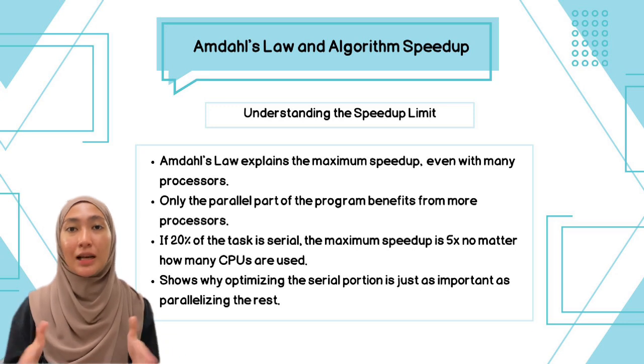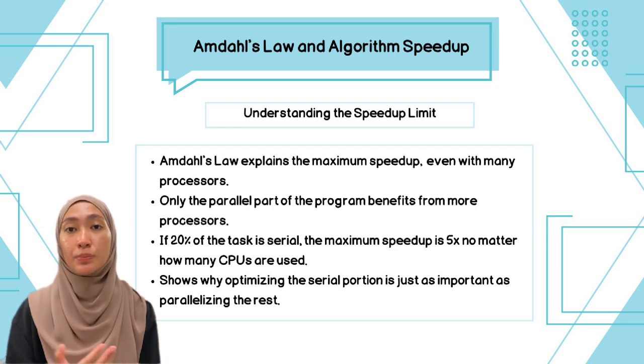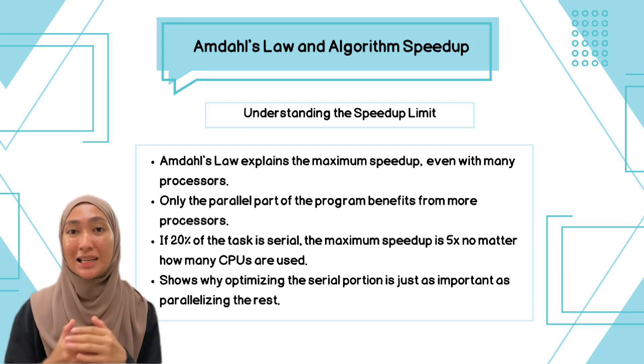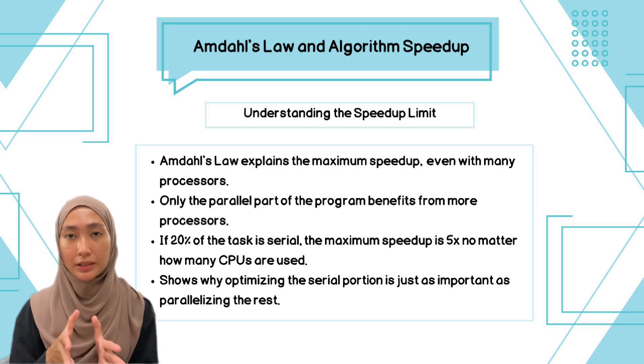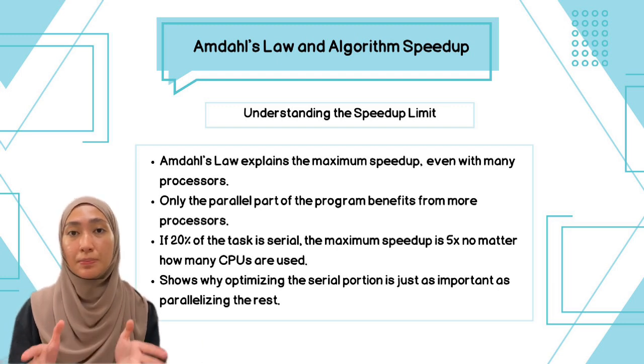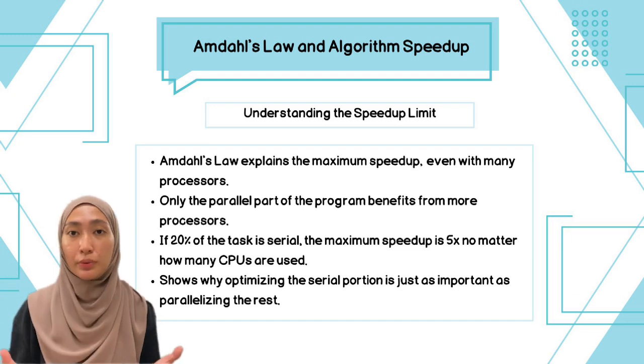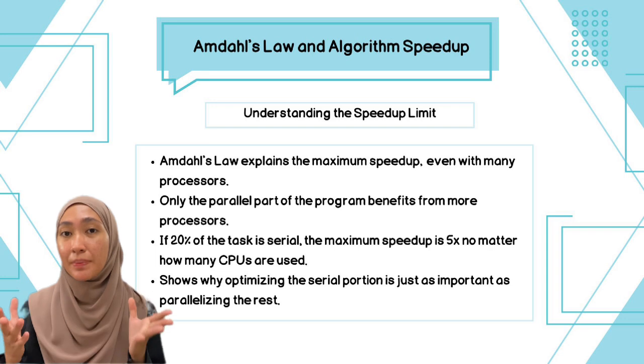Understanding Amdahl's law and algorithm speedup. Amdahl's law helps us understand the limit of speedup when using parallel processing. It shows that even if we use many processes, the parts of the algorithm that can't be parallelized will limit the overall speed. For example, if 20% of a task must run in serial, the maximum speedup is only 5 times faster, no matter how many CPUs we use. So improving the serial part is just as important as parallelizing the rest.